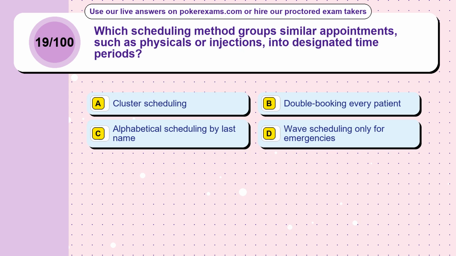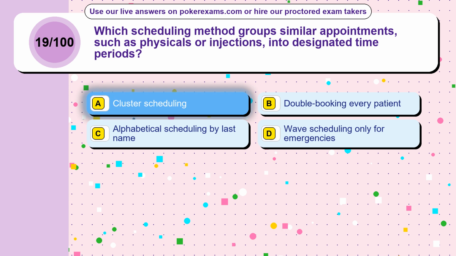Question 19. Which scheduling method groups similar appointments, such as physicals or injections, into designated time periods? Option A, cluster scheduling. Option B, double booking every patient. Option C, alphabetical scheduling by last name. Option D, wave scheduling only for emergencies.